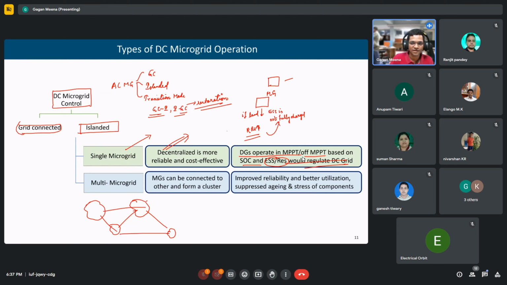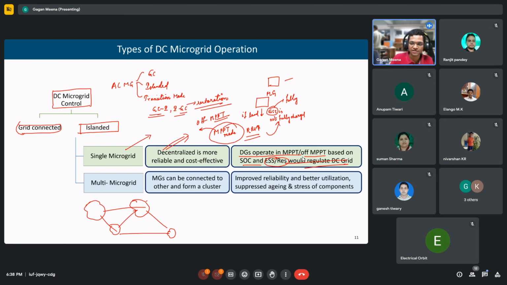Correct? So in that case, we would like to get maximum output out of the renewable generator. So we would like to operate them in MPPT mode. But suppose the energy storage is already fully charged, so that excess generation cannot be used to charge the battery. Then it has to be cut in. So we have to shift from MPPT to off-MPPT.